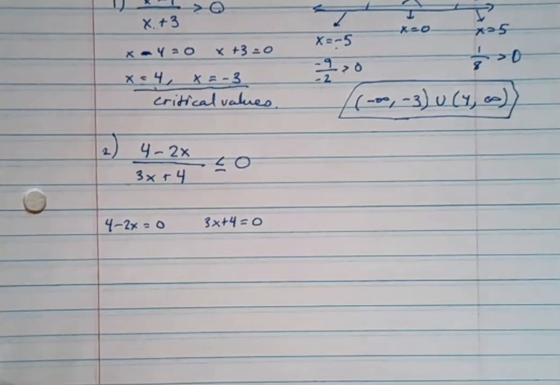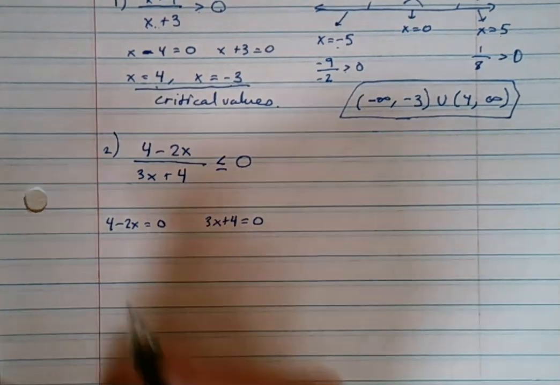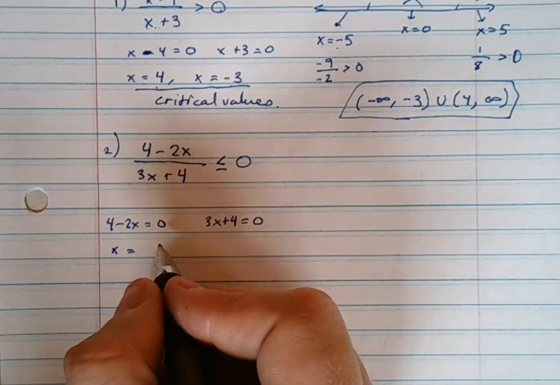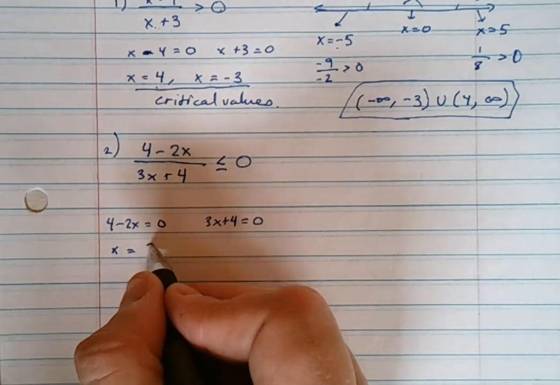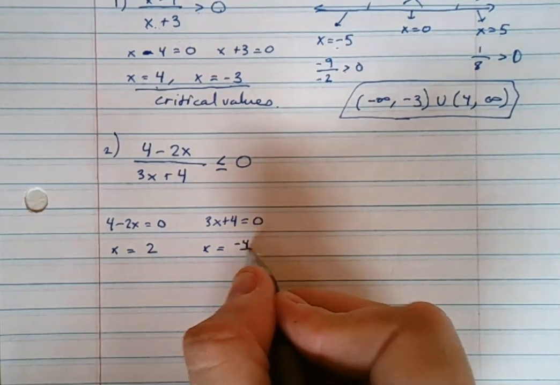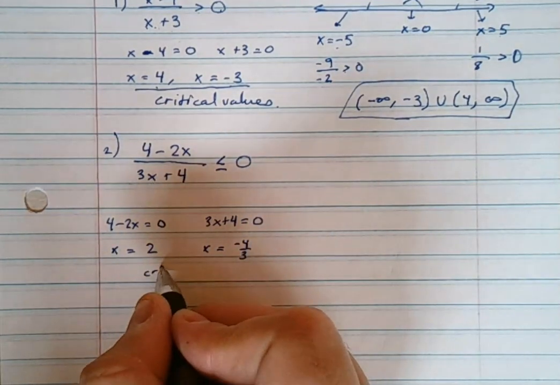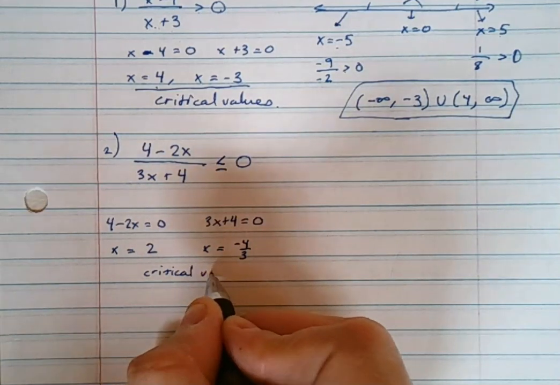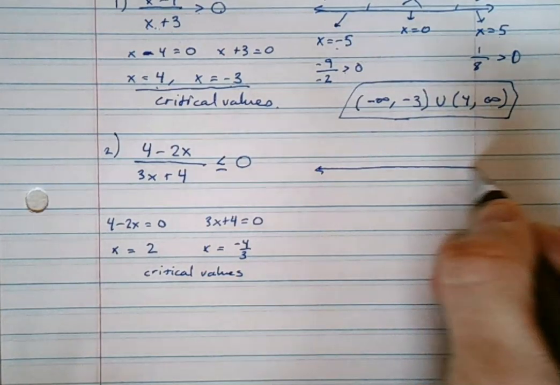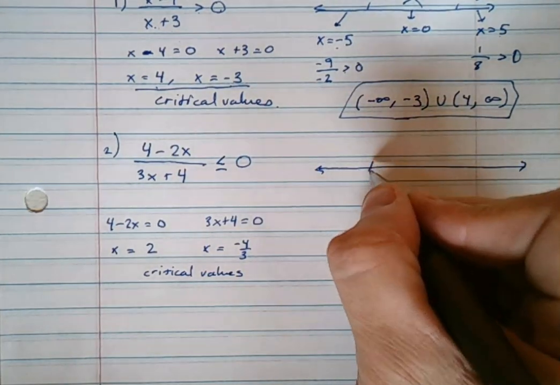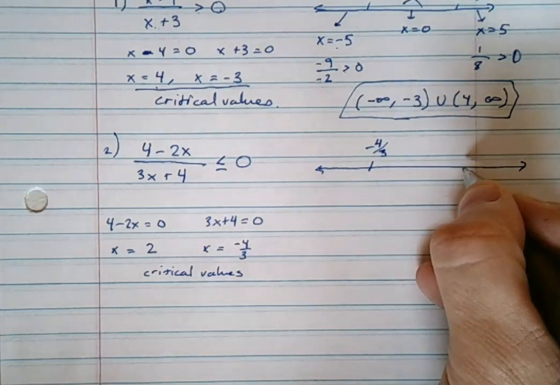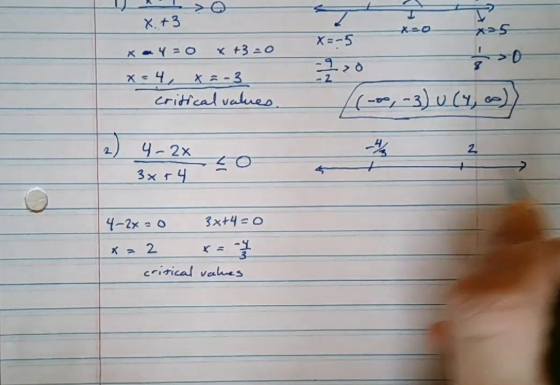Set our numerator and denominator equal to 0. Solve this, and you get x equals 2. And solve this, you get x equals negative 4/3. Those are critical values. Those are going to go on our number line. Here's our number line. I'm going to say negative 4/3. And I'm going to say 2.